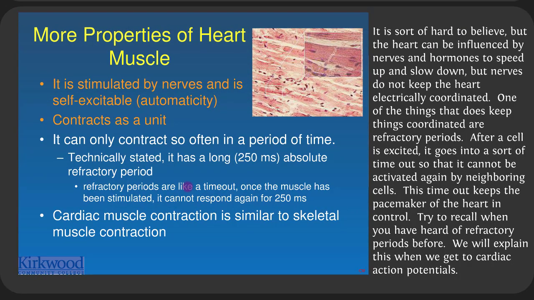It's sort of hard for me to believe, maybe it is for you too, but even while the heart can be influenced by nerves and also hormones to speed up and slow down, it doesn't really need nerves. You don't need nerves to keep the heart electrically coordinated. One of the things that does keep things electrically coordinated are something called refractory periods. And we'll talk about this later, but what it means is after a cell is excited, it goes into a sort of timeout so that it cannot be activated again by neighboring cells. This timeout keeps the pacemaker of the heart in control. So try to recall when you've heard of refractory periods, when we talked about action potentials in the brain, and then we'll explain this more when we get to cardiac action potentials.